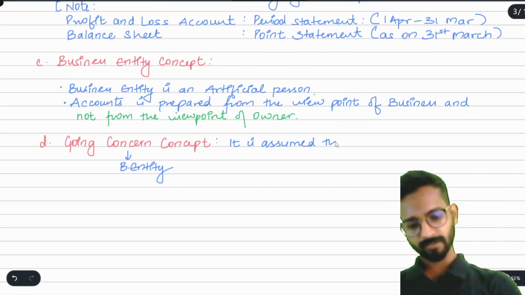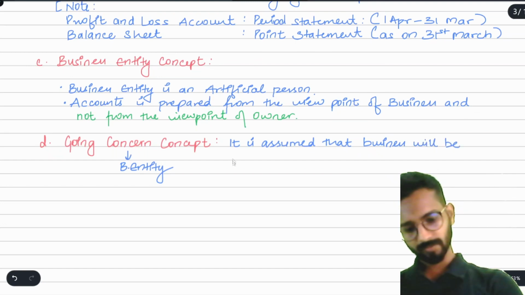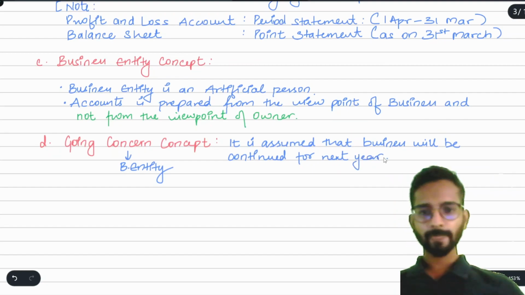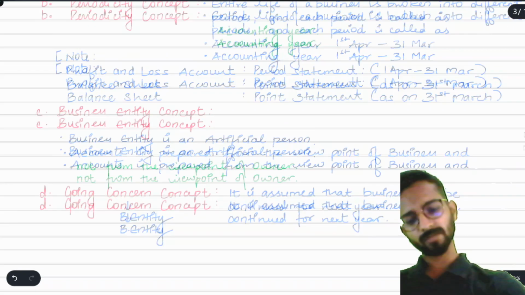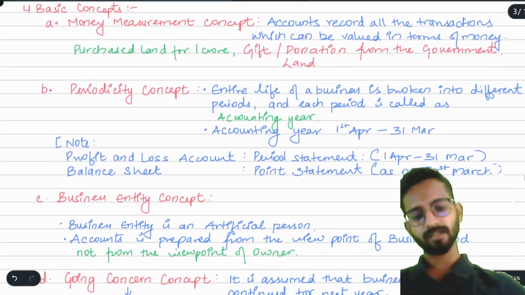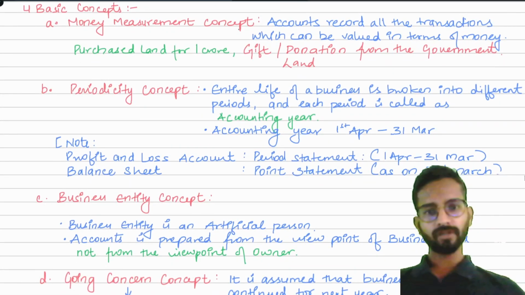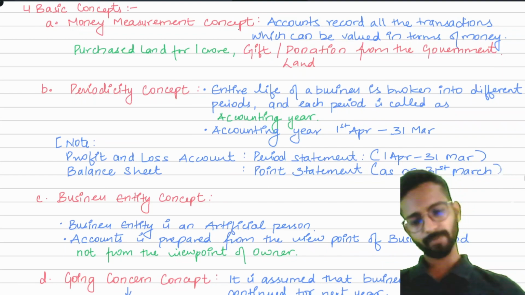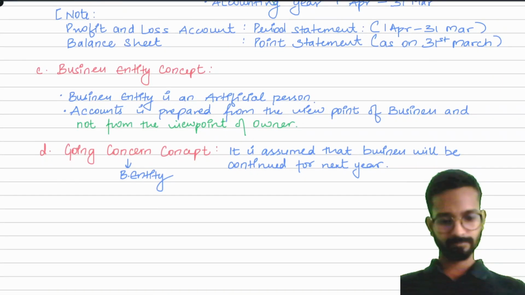So the going concern concept says it is assumed that the business will be continued for next year also. Okay, understood? These are the 4 basic concepts which are very necessary for us to understand before beginning with the accounting that we will learn in the future videos. Simple. Now see, these are our 4 concepts that we are supposed to understand before moving further.